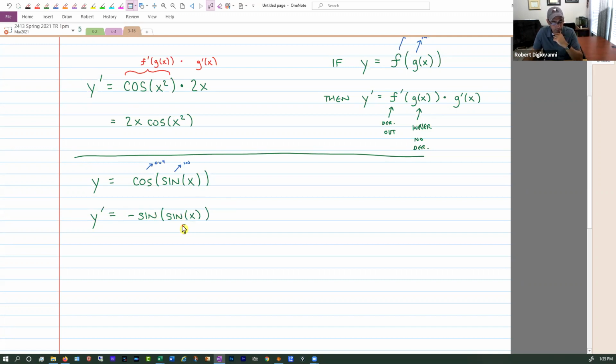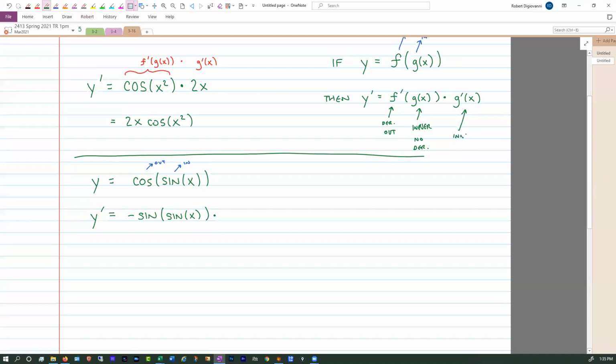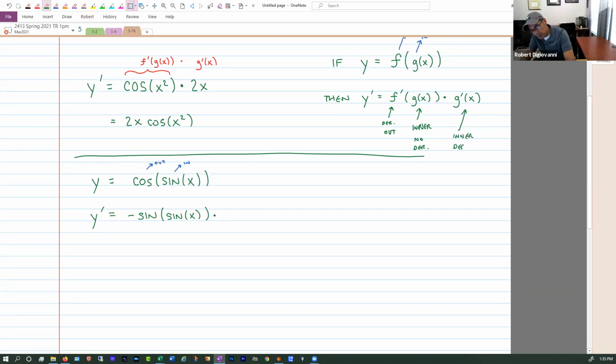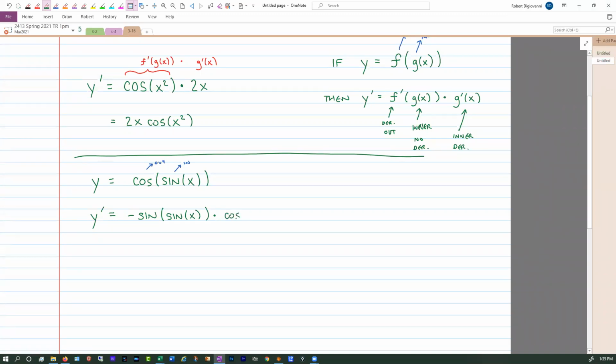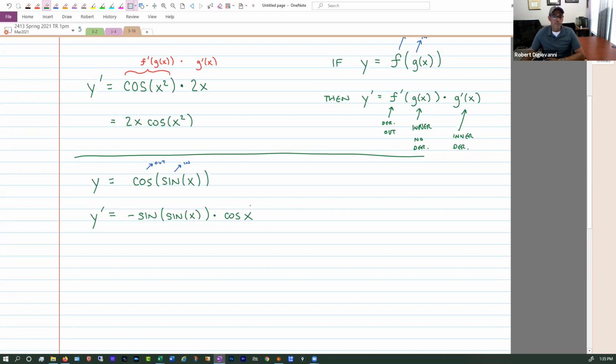Are we done, Matthew? No, because you still have to multiply by the derivative. What are we multiplying by? The inner. The derivative of the inner. This is the inner, but this time it's the derivative of the inner, which is what? Cosine of x. Good. So again, this right here is like the f prime of g of x, and then times, this is the g prime of x.